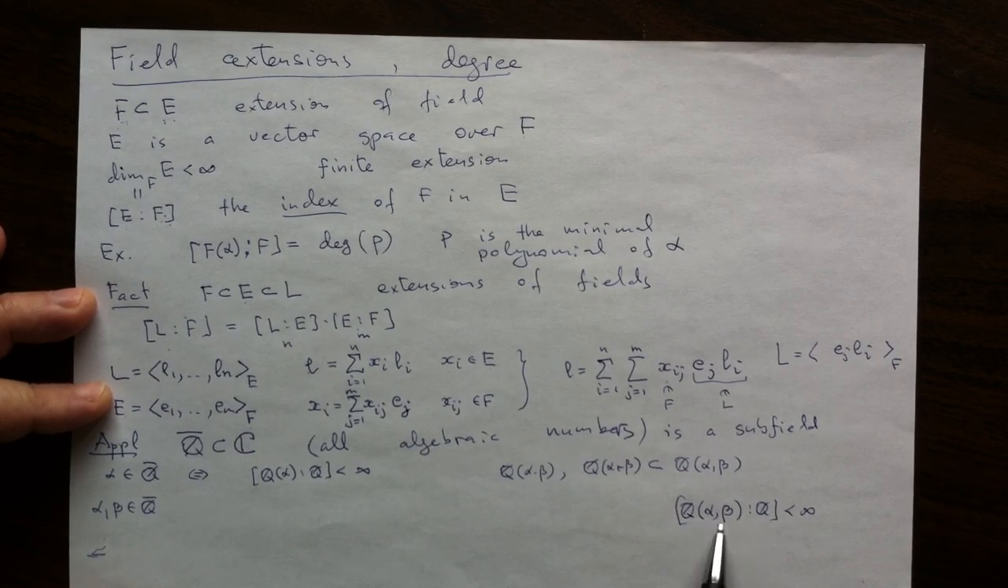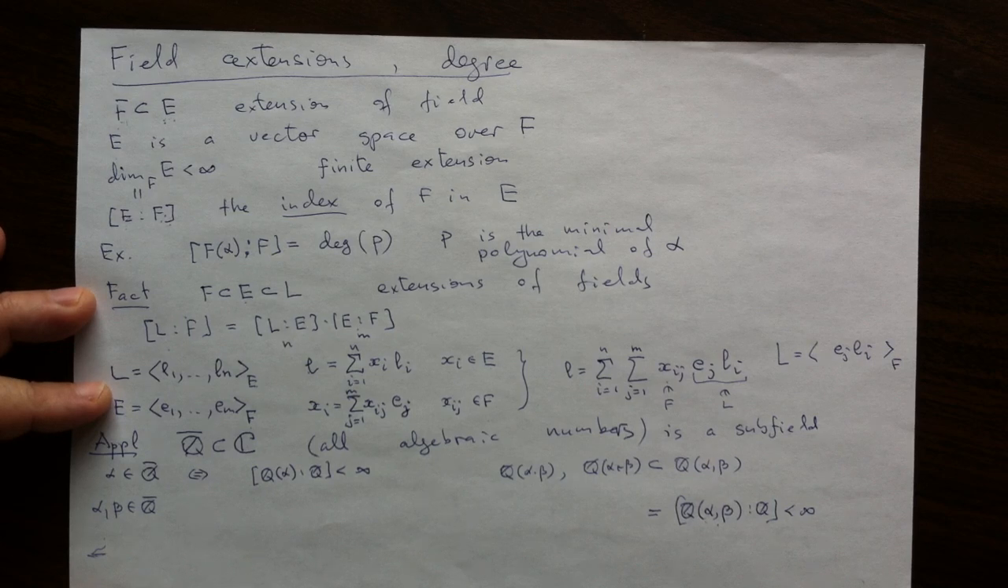Now, how can I see that this is finite? I'm going to write it as a two-stage extension. I'm going to write the resulting index as a product of two. So what is this two-stage extension? Well, it's a matter of choice. It's symmetric in alpha and beta, so I just have to choose which one comes first.